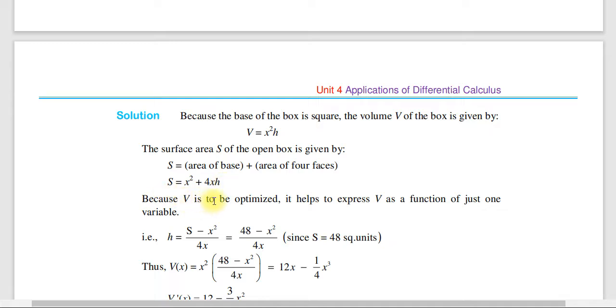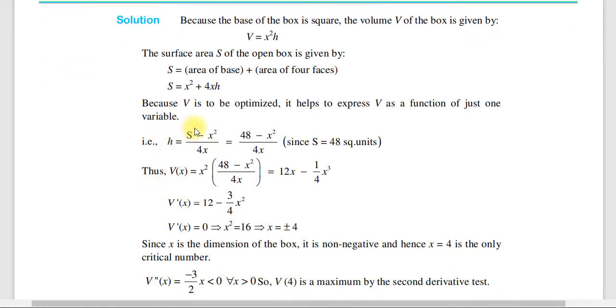Because V is to be optimized, it helps to express V as a function of just one variable. Therefore, h is equal to S minus x squared over 4x, which is equal to 48 minus x squared over 4x.